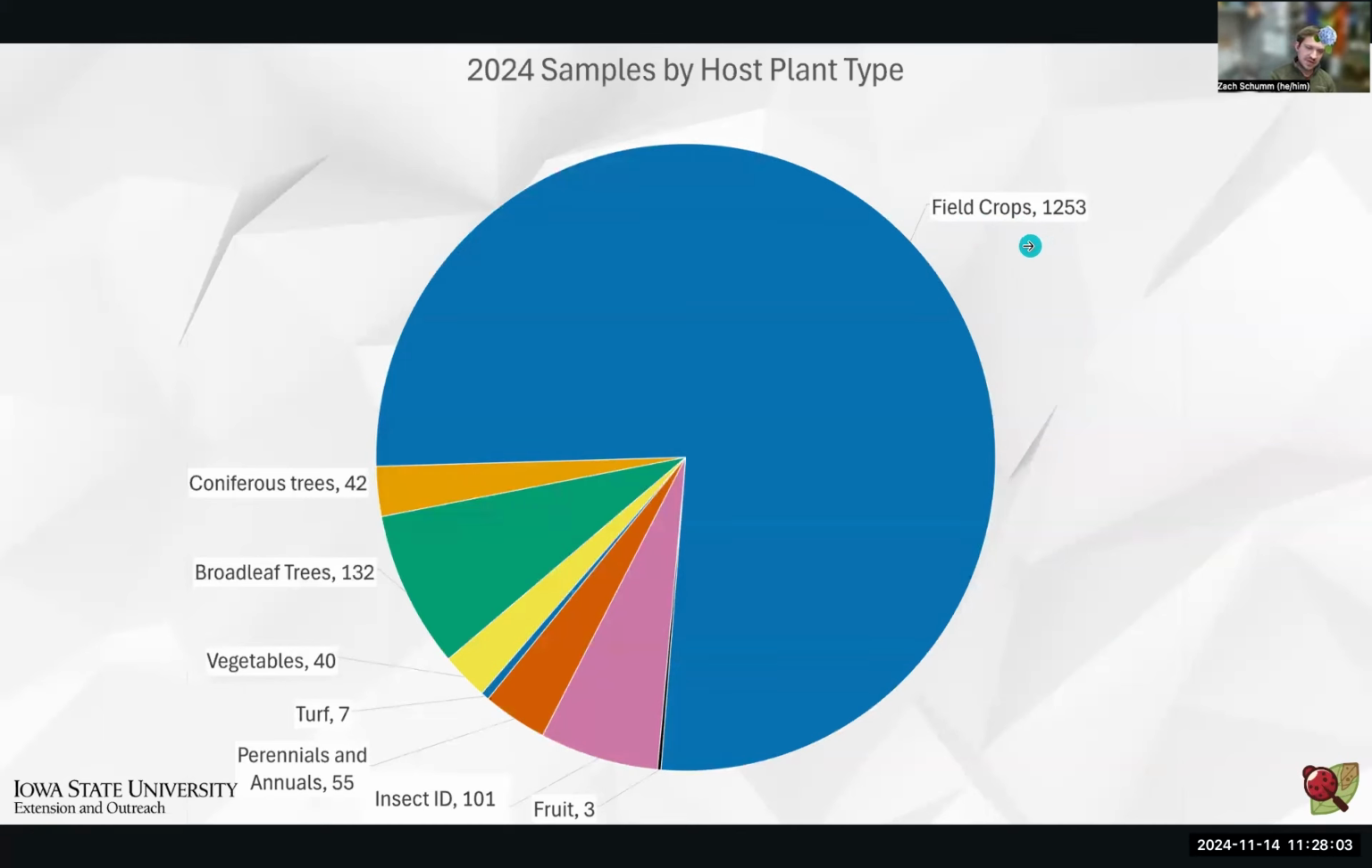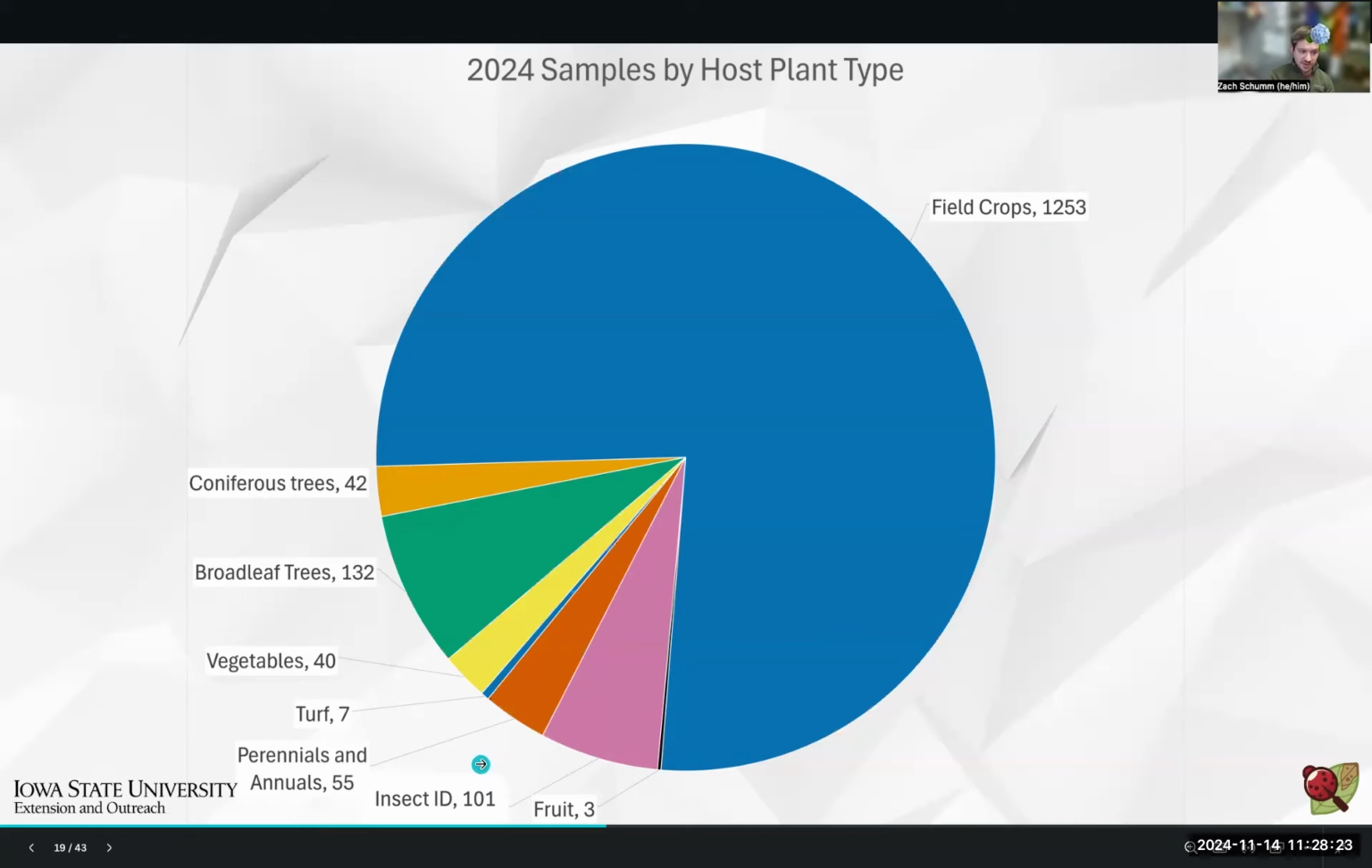If you get rid of that really big outlier of soybean cyst nematodes, there's more evenness between all the other host plant types. The biggest one we tend to see in the clinic every year are broadleaf trees. Insect ID I looped in there again, so that's at 101. And the other types of host plants are kind of a mix.